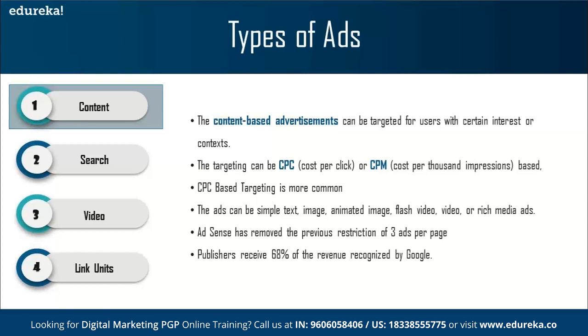But over time, Google has realized that the competition is increasing. As I mentioned, there are a lot of competitor websites, and they provide a higher percentage of the revenue also, and they do not put any restrictions. Sensing that competition, Google removed the previous restriction of 3 ads per page. Also, Google allows publishers to receive 68% of the revenue recognized by Google.